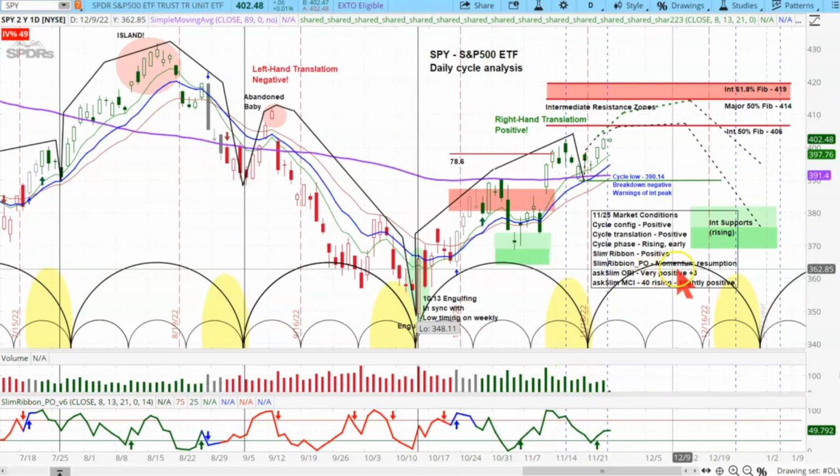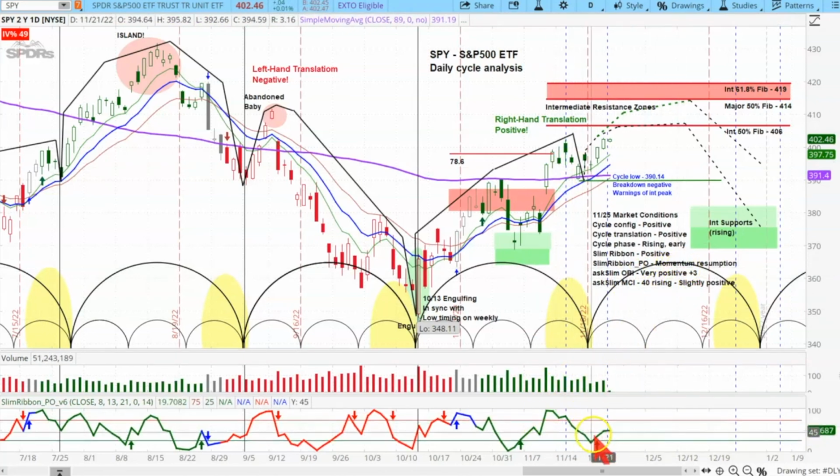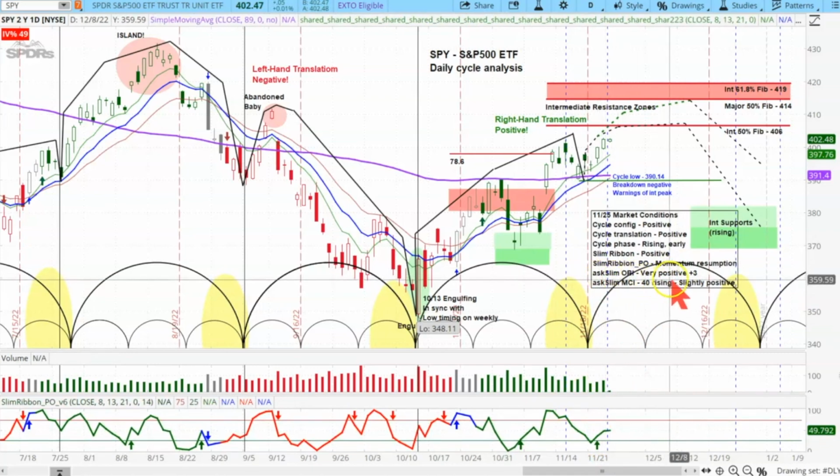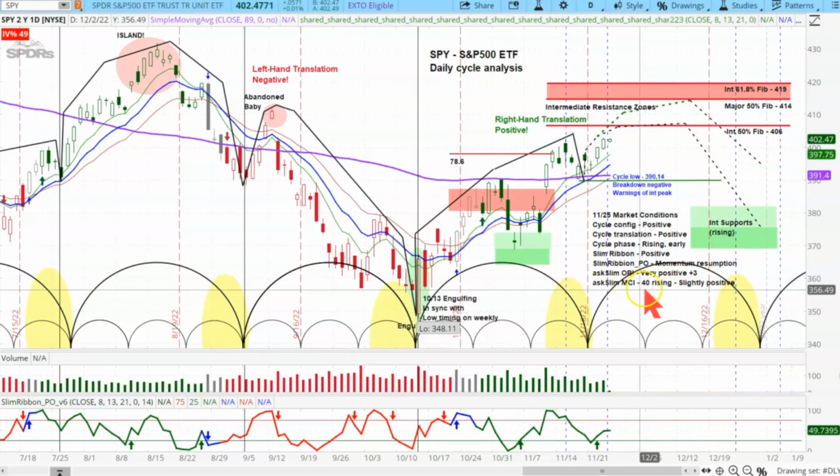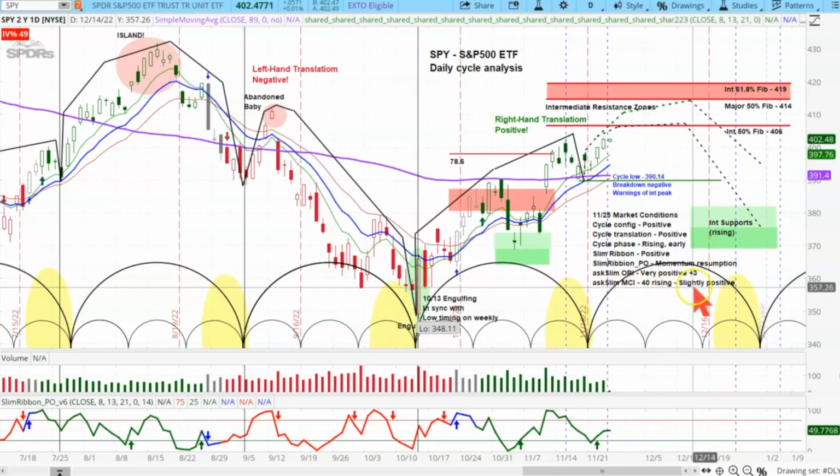The SLIM ribbon PO is positive. It's green with a positive resumption. Our option bias indicator is very positive at +3. Our market condition indicator is 40 and rising. That is slightly positive. That takes into consideration the longer term conditions in the market, which were quite negative, of course. So it's turned slightly positive right now at 40.